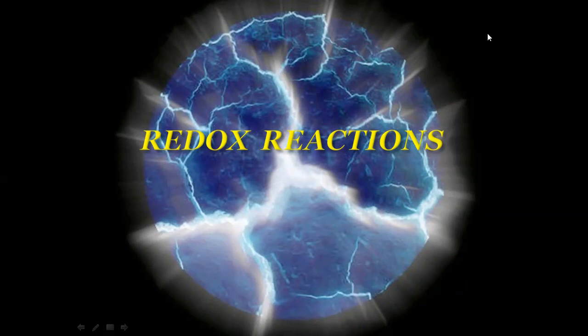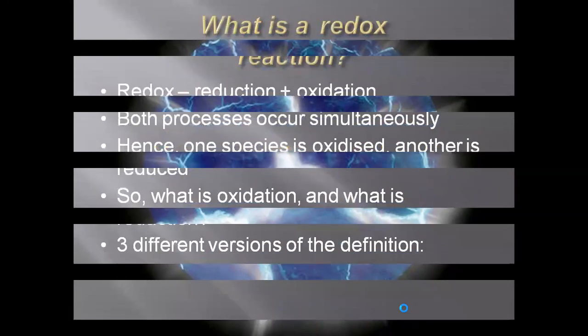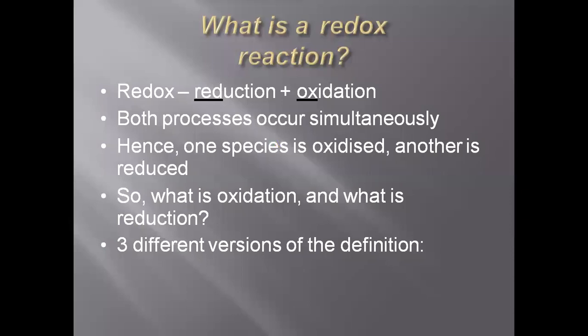So redox reaction means all those reactions where reduction and oxidation occur simultaneously. Simultaneously means together. For example, if one is reduced, the second one is oxidized. So when reduction and oxidation both occur simultaneously, that reaction is known as a redox reaction. Red and ox: red means reduction, ox means oxidation. Hence, one species is oxidized and another one is reduced in such type of reactions.